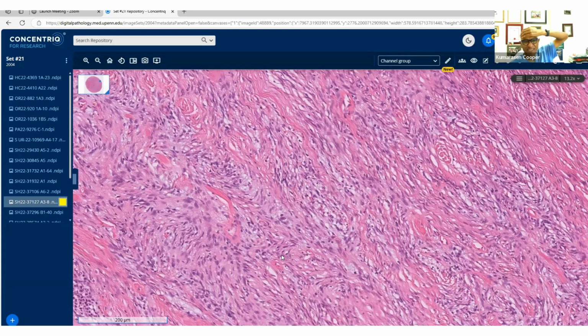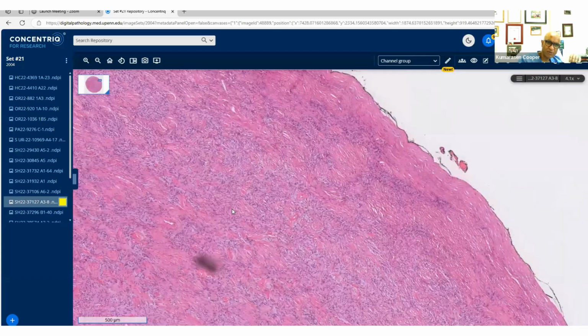thought-provoking differential is don't forget perineurioma. It's also a nerve sheath tumor. And that's what this is. This is EMA positive and GLUT1 positive and CD34 positive. All the other markers for fibroblastic, myofibroblastic, and nerve sheath tumors are negative. So when you think nerve sheath, always include perineurioma.